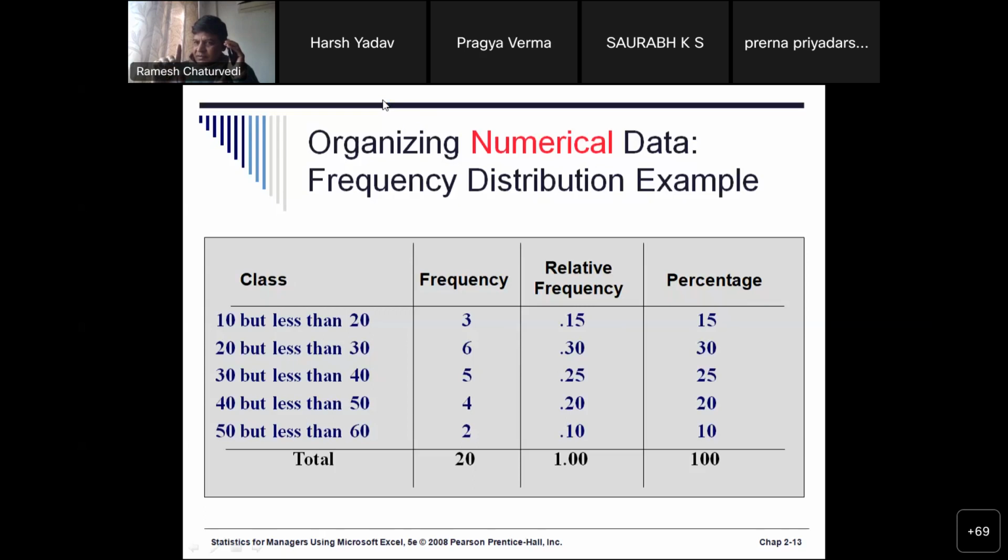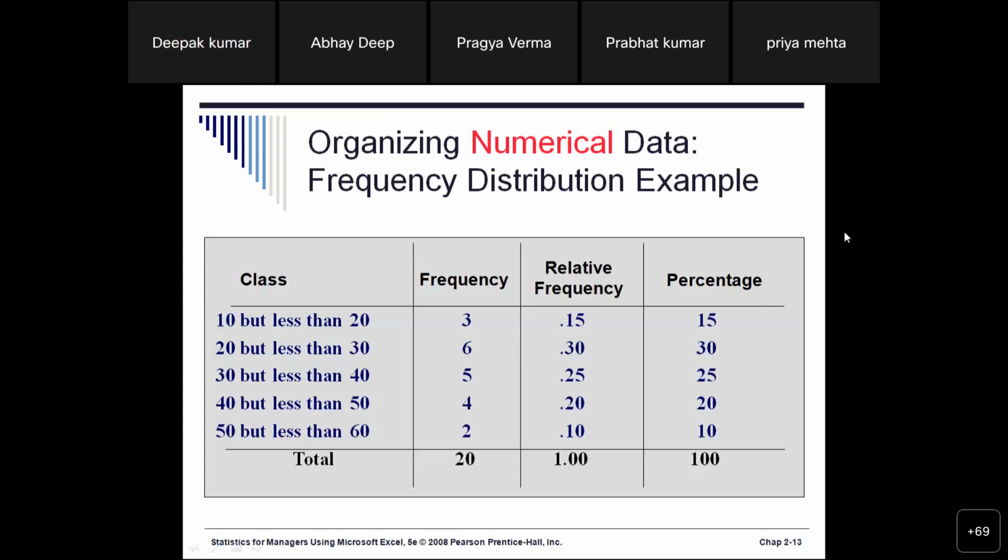Frequency is multiplied by 0.5. Will divide the frequency of individual class from the total frequency. Divide the frequency by total number of data values.